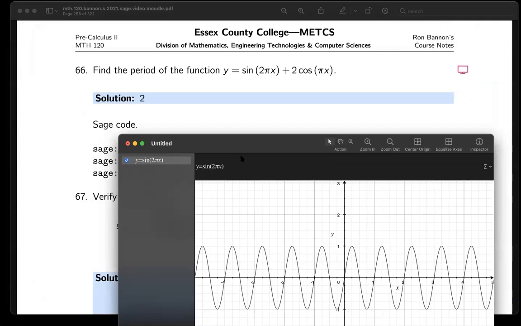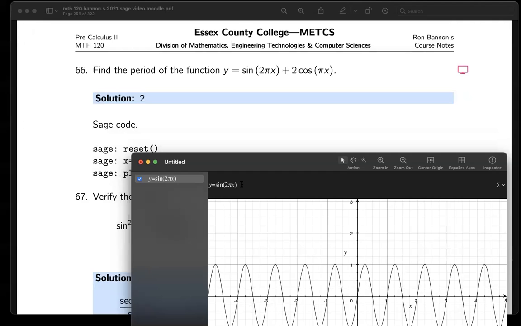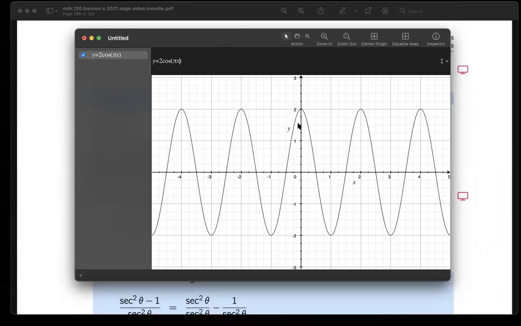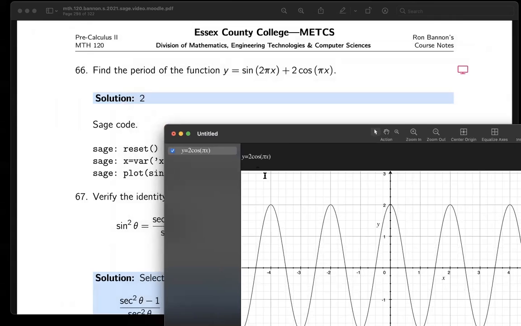All right. Now, what I'm going to do is the other one for you. And the other one is 2 cosine pi x, and I set that at a period of 2, right? Let's take a look at that. I want to see that as a period of 2. Like I said, beginning to end. Yeah, length of 2. I see it. I see a length of 2. Let's combine them up. See what happens.